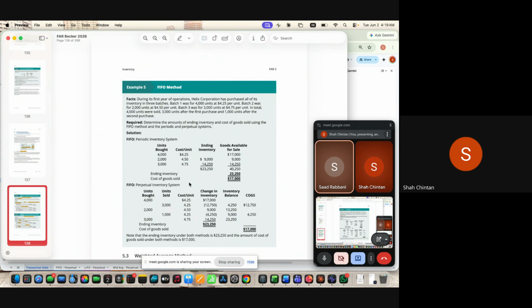What is a periodic inventory system? So last session, if you remember, we did two methods of accounting. Under periodic, what happens is you record everything as a purchase first, and then at the year end you go to the warehouse and check what is physically available. That amount you move to inventory, and the remaining amount goes to the cost of goods sold.